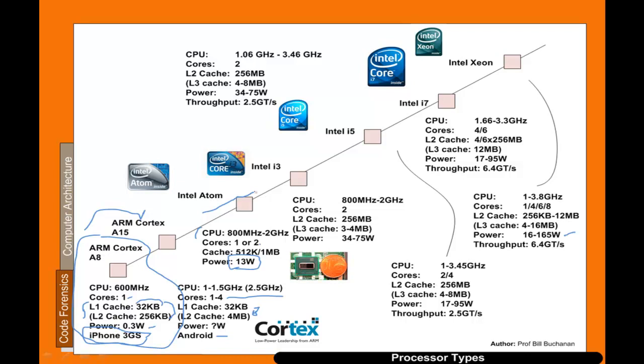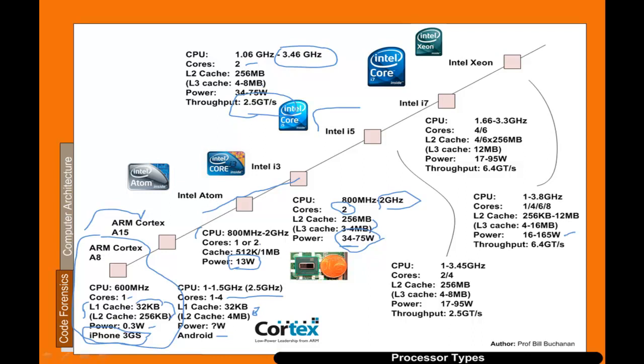Then up through the i3. As we can see, we're increasing the speed, increasing the number of cores, increasing the level 1, level 2 cache, and we increase the power rating. Obviously for a desktop this isn't too important, but for a mobile device it's highly important. Then up through the i5, and we start to see a throughput of 2.5 tera transactions per second, and the clock speed is increasing too with dual core.